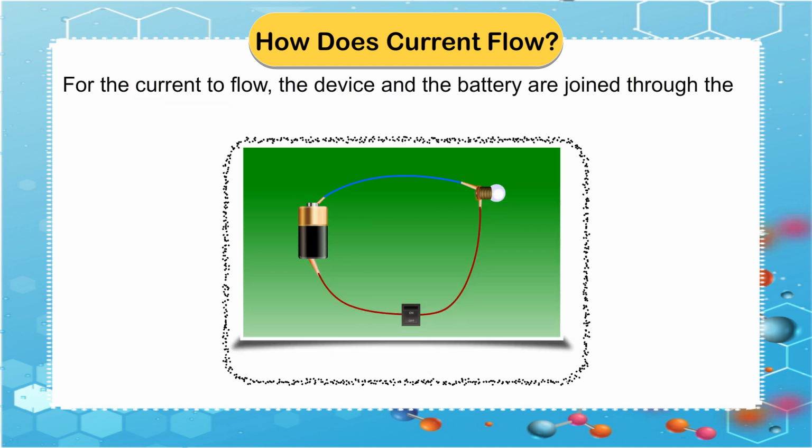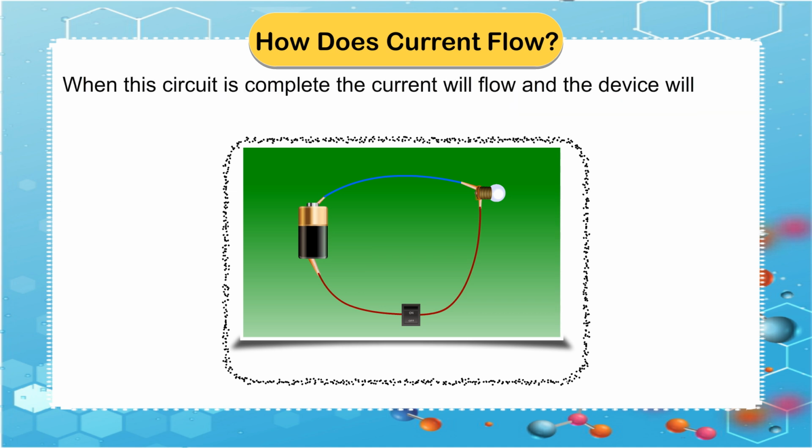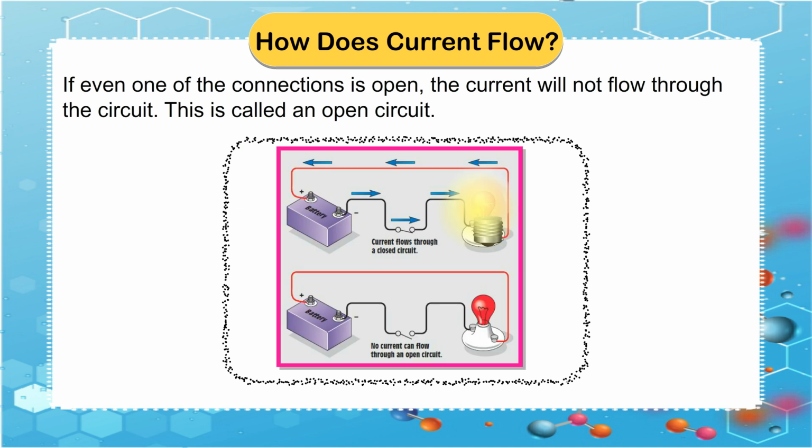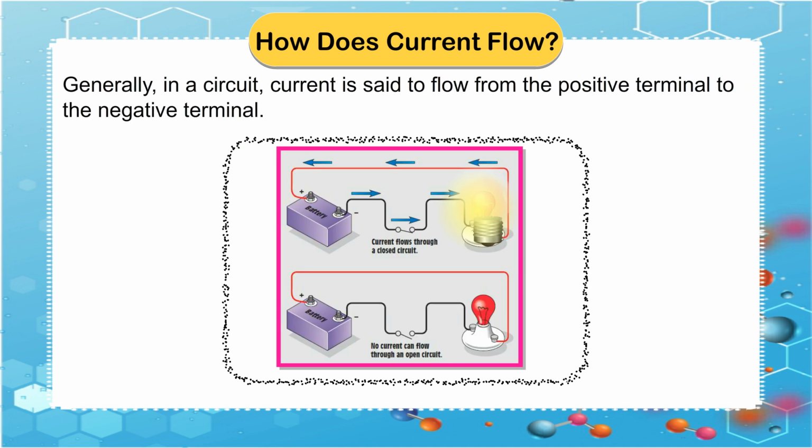For the current to flow, the device and the battery are joined through the wires to make a closed loop. When this circuit is complete, the current will flow and the device will work. This is called a closed circuit. If even one of the connections is open, the current will not flow through the circuit. This is called an open circuit. Generally, in a circuit, current is said to flow from the positive terminal to the negative terminal.